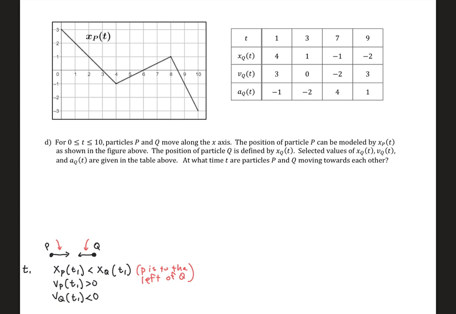Okay, so if all of these things are true, if P is to the left of Q, if P is moving to the right, and if Q is moving to the left, then that means they'll be going towards each other. Okay, all the opposite could be true also. So you could have, actually here, let me write this. This is P moving right.